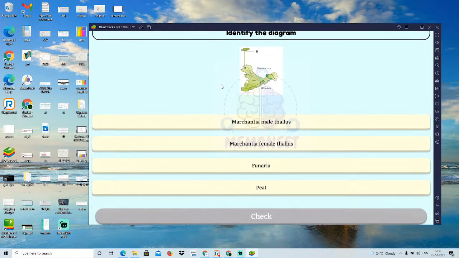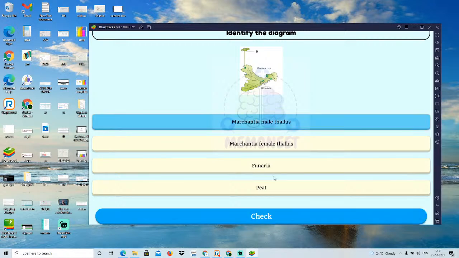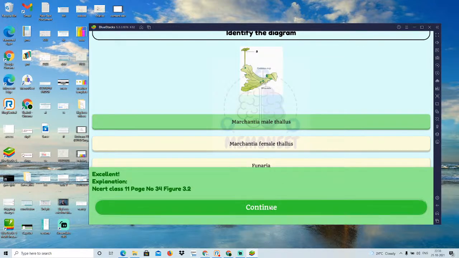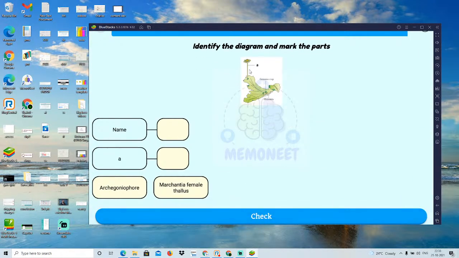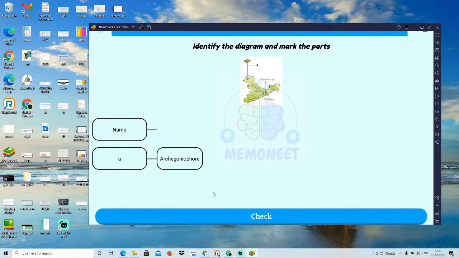Okay, identify the diagram. This diagram is Marchantia. I guess this is an antheridium. So Marchantia male thallus. True. And for the next diagram, A is a female thallus. I guess A is archegonia, and this is the Marchantia female thallus.